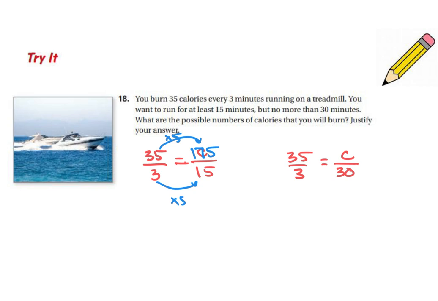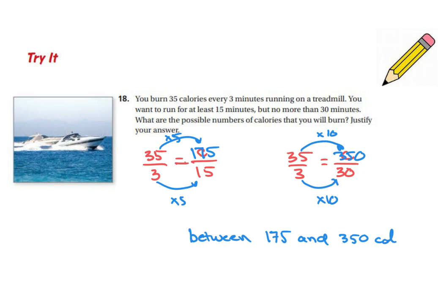I don't need cross product. I don't need to solve with an equation. I can just look here and I can use multiplication. 3 times 10 is 30. 35 times 10 is 350. So the question says, what are the possible numbers of calories that you could burn? You could burn between 175 and 350 calories.